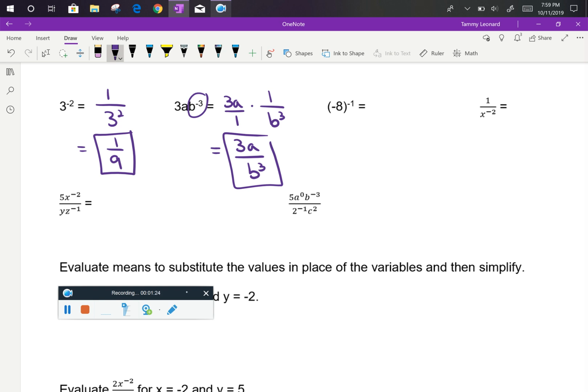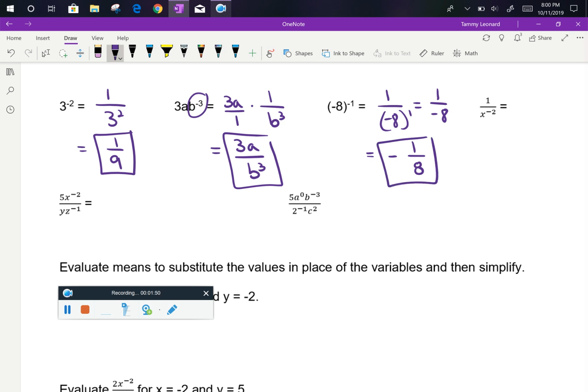In the next problem, we have negative 8 to the negative first power. So that means take the reciprocal of negative 8 to the first power. But we know that the first power doesn't do anything. It just means we have one of them. We also know that we shouldn't leave a negative in the denominator. So while at first we might think this is 1 over negative 8, we know that we should take that negative out in front of the entire fraction and write negative 1/8.